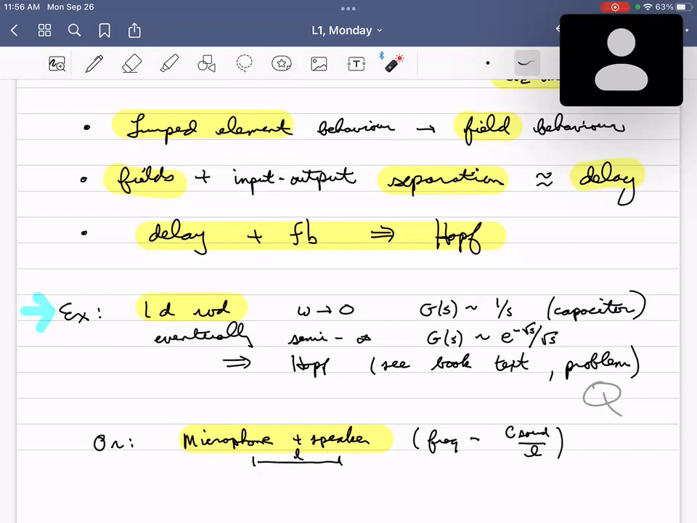Okay. There's one more. Yeah. Sorry. How do we tackle the divergences when delay comes into the system? Because delays are going to carry it.